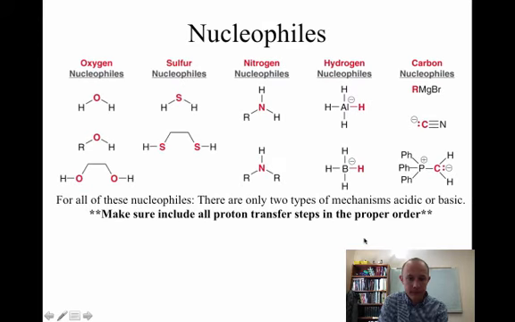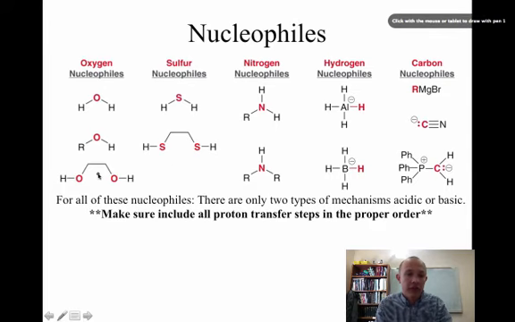Okay, so that sums it up for all reactions of ketones and aldehydes. We can group these into several groups. Oxygen-containing nucleophiles that form acetals, sulfur-containing nucleophiles that form thioacetals, nitrogen-containing nucleophiles form imines and enamines, hydrogen nucleophiles like lithium aluminum hydride and sodium borohydride, carbon nucleophiles like Grignard reagents, cyanide, and Wittig reagents, and don't forget the Baeyer-Villiger oxidation. To understand the mechanism, in each case, ask yourself, is this acidic or basic conditions?